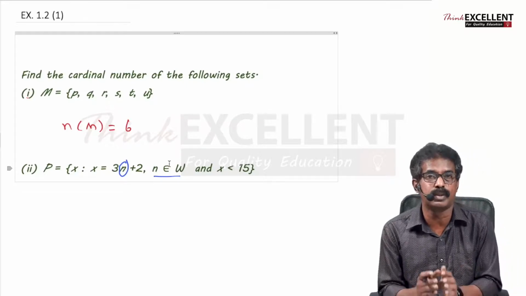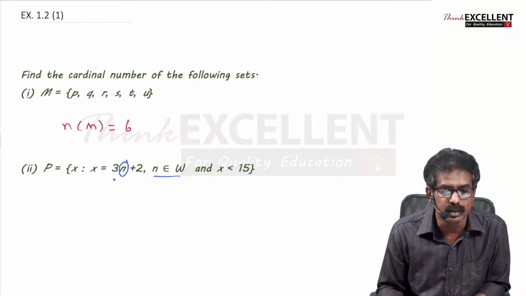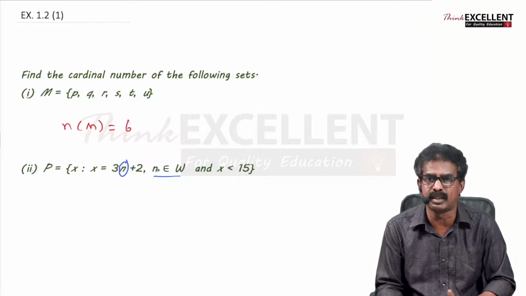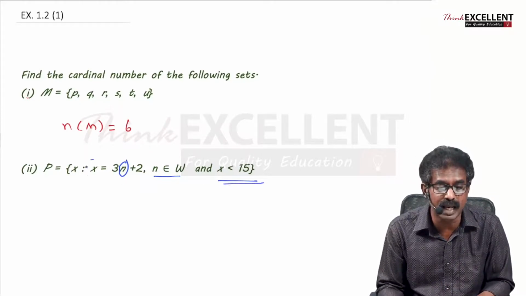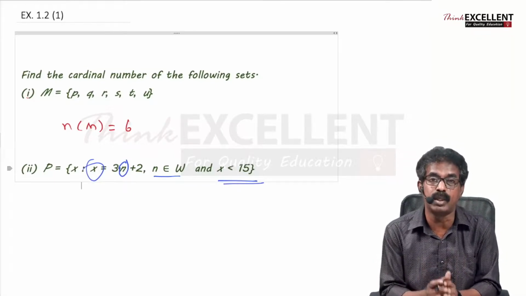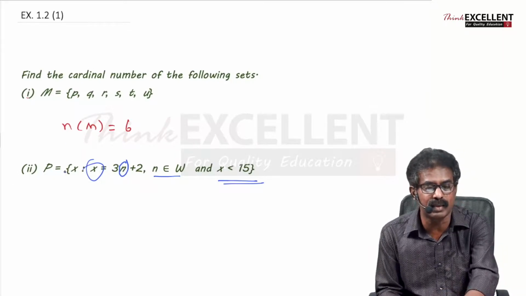Okay, here it is a whole number, so the smallest whole number is what? 0. 0, 1, 2, 3, 4, etc. So n is a whole number, so you can give any value. The only thing they said is whole number, no other restrictions, 0 onwards. But x is less than 15. x means after calculation, 3n plus 2, the final answer should not exceed 15. It cannot take even 15, only less than 15. Okay, now let us see one by one.